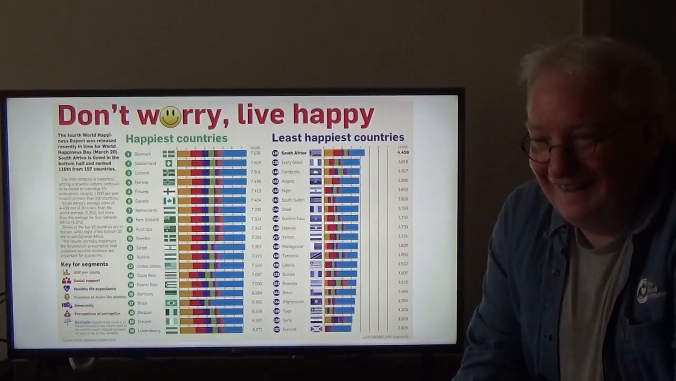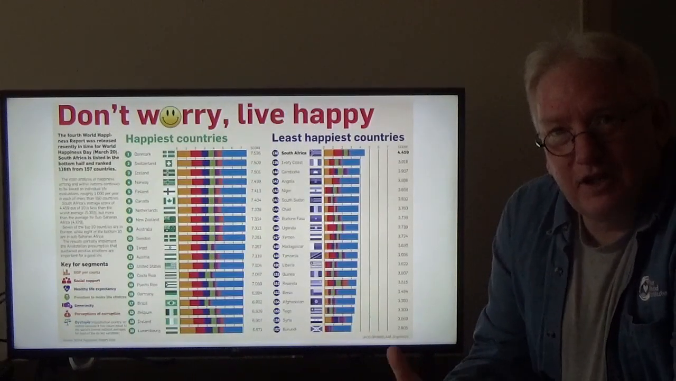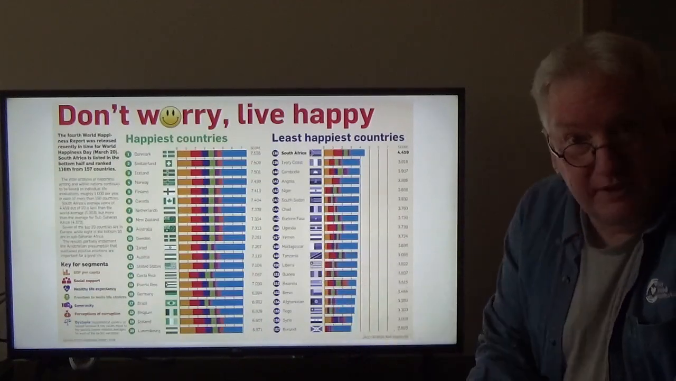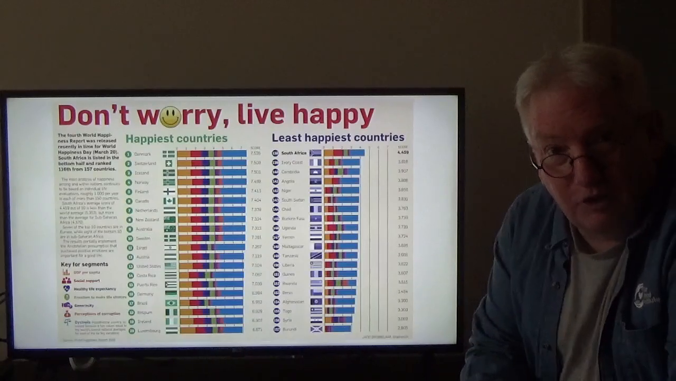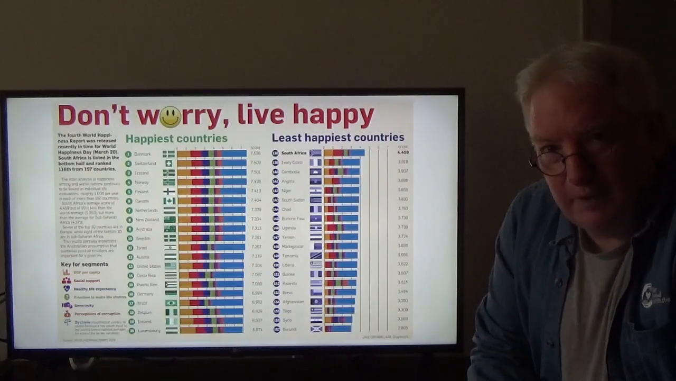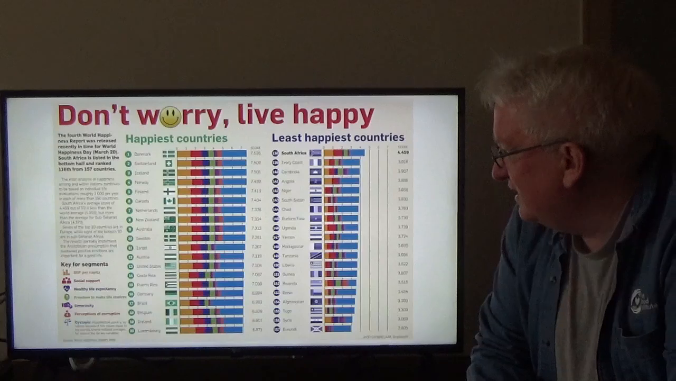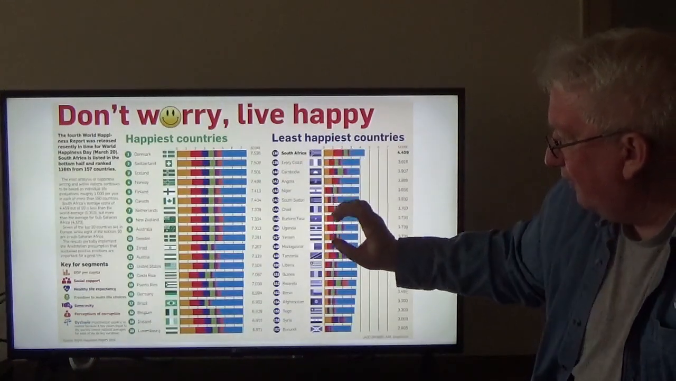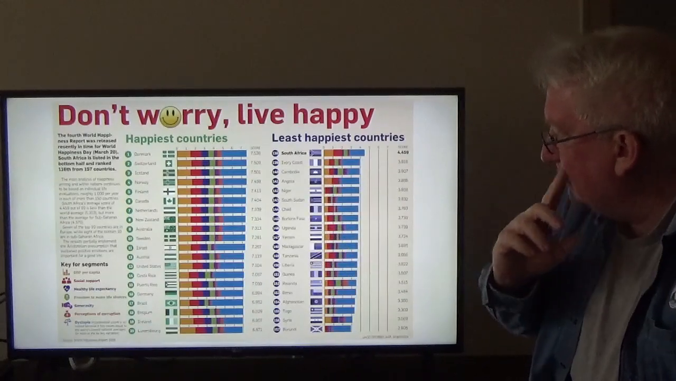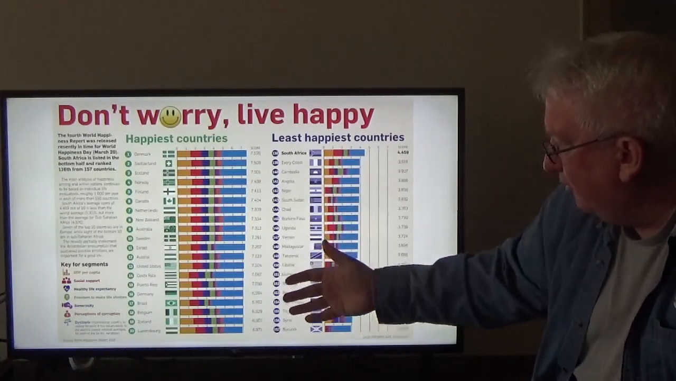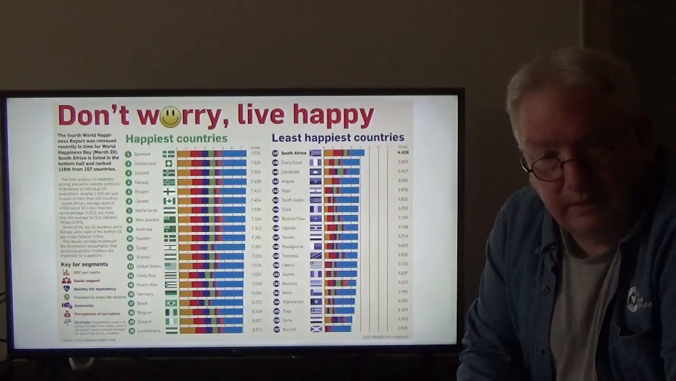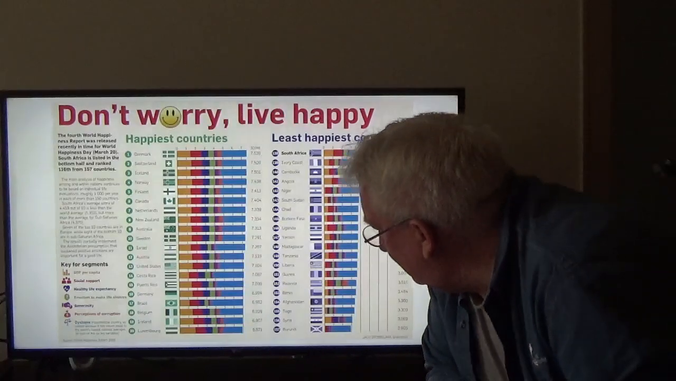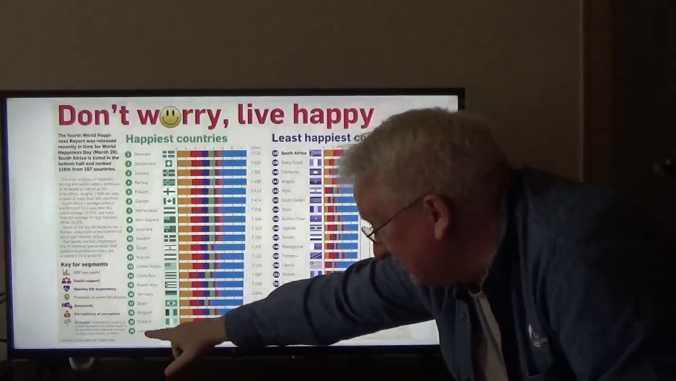So if you type in World Happiness Chart, now this particular one is 2016, I'm going to show you some updated ones, but I want to show you a trend here. The World Happiness Chart is based on several things: how much money per person, social support, healthy life expectancy, freedom to make life choices, generosity of the people, perceptions of corruption in government.